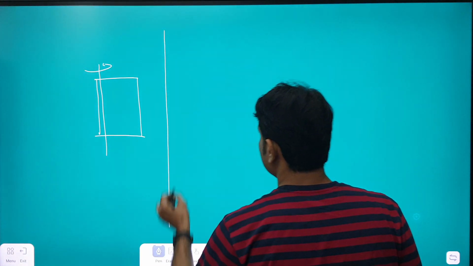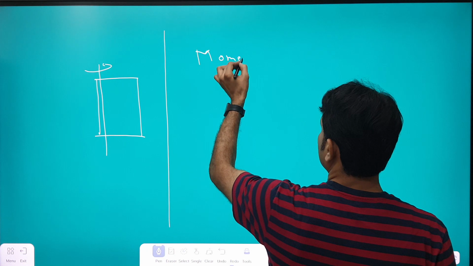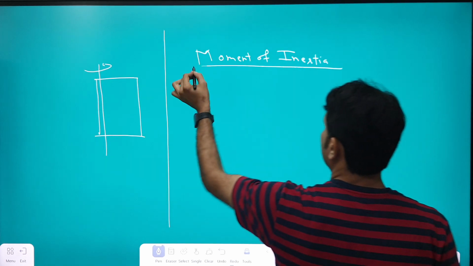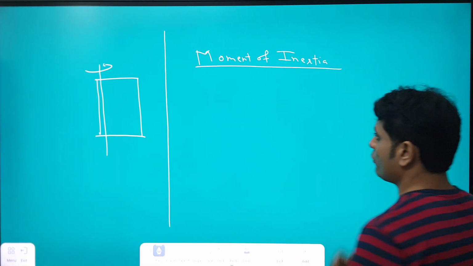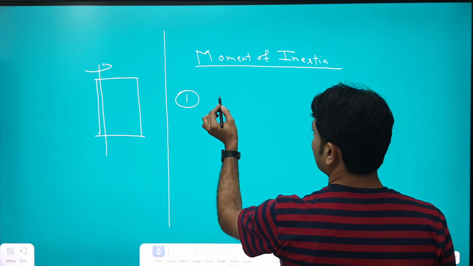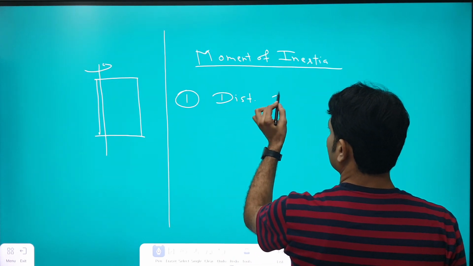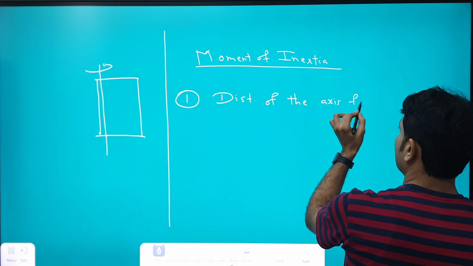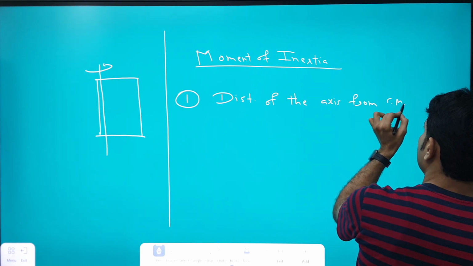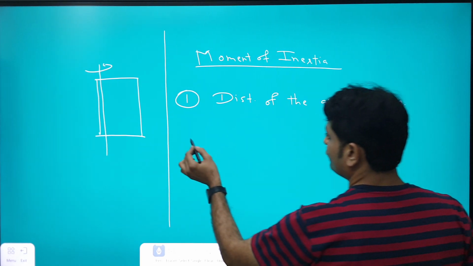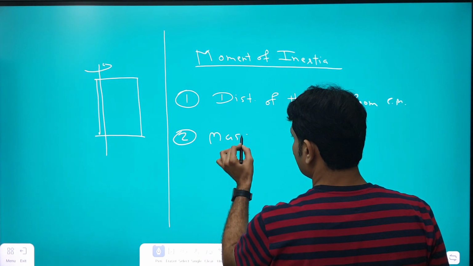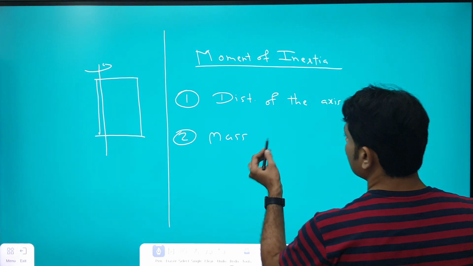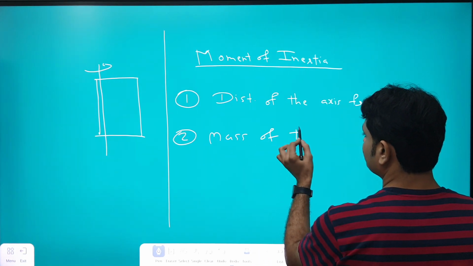So the moment of inertia is a combination of two things. Number one, it depends on the distance of the axis from the center of mass. CM means center of mass. And also it depends on the mass of the object. If you are rotating that thick book, then in that thick book greater energy was required. So it depends on the mass of the object also.